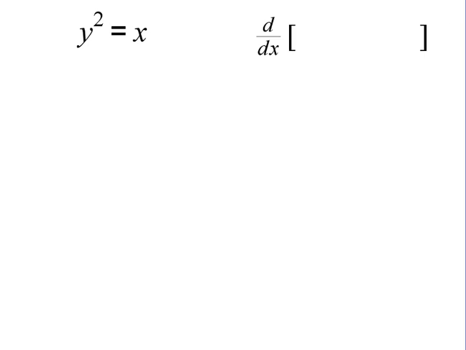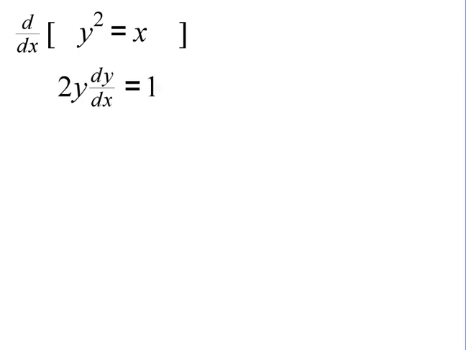And what we want to do is we still want to take the derivative of everything with respect to x. And we're going to do that to both sides. And as you know, the derivative of x with respect to x is just 1. So you expect to see that we're going to get 1 on the right side of the equation. But what do we get on the left?